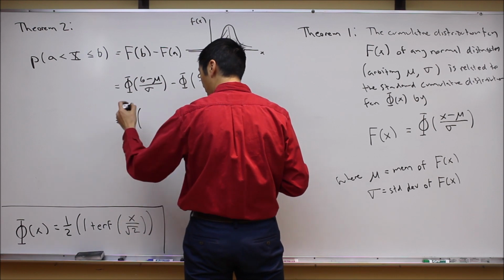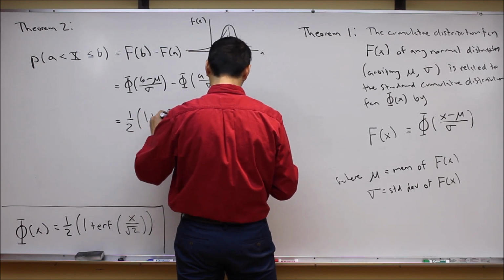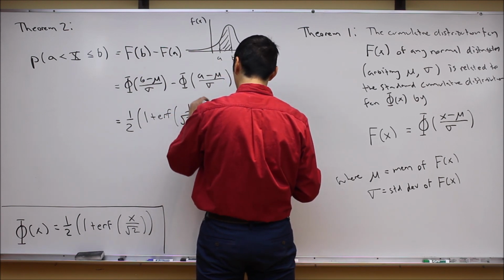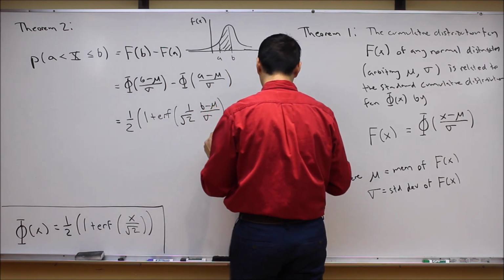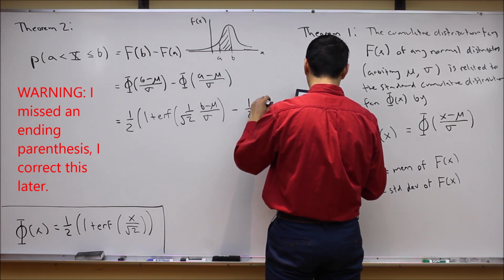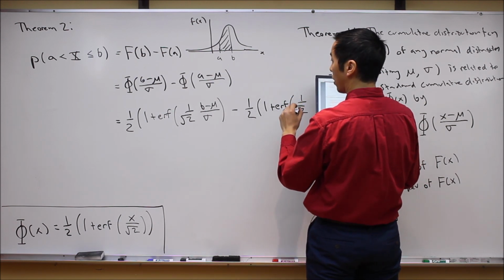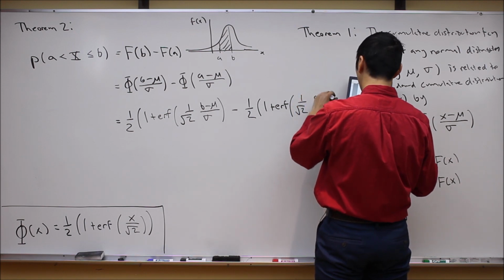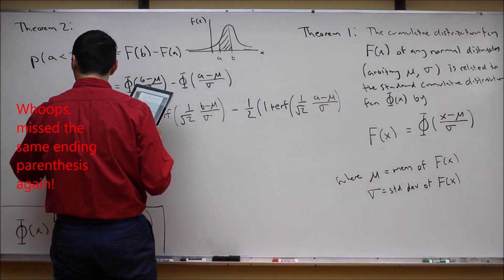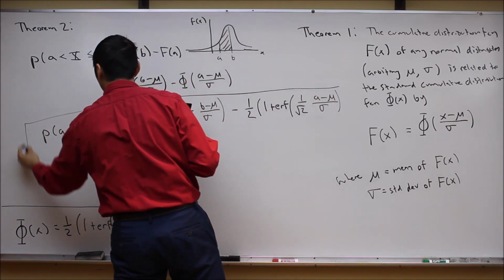This term right here, let's make the substitution. It's 1/2 times (1 plus the error function of (1 over square root 2) times (b minus mu) over sigma), minus, again making the substitution for this, 1/2 times (1 plus the error function of (1 over square root 2) times (a minus mu) over sigma). There we go. This version of it right here is actually pretty helpful.